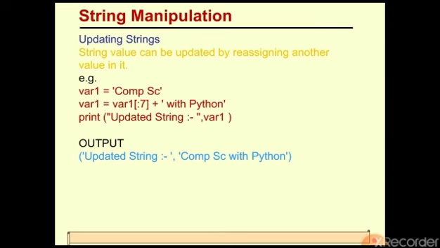Then we are concatenating using the plus operator. We are concatenating the string with Python. So with Python is another string. By using the plus operator, we want to concatenate it with the var1 string. So what will happen when you are printing the updated string? See what is actually happening in the second statement. We are combining comp sc with the string with Python. Now when you print the updated string in the third statement, what output will you get? Updated string is a message, then comp sc with Python is the new value of var1, which is printed after concatenation. This new value of var1, which has been updated, is being printed in the print statement here.